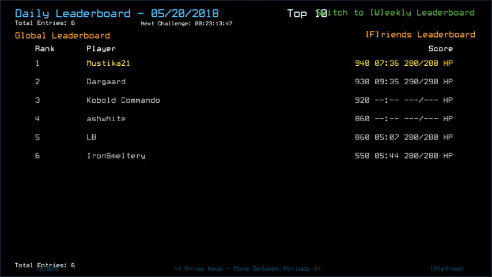Dogger got one more point of drone HP, RNG. So the maximum score will be 950 for those who got 290, the highest drone HP for today. Cobble Commando got 920. Ash White got 680, along with LB. Supposedly they didn't get the ship scan thing. With ship scan you would have 80 more points, so 940 minus 80 will be 860. Iron Smeltery, I'm not sure what's going on there. His drone HP is still all fine.